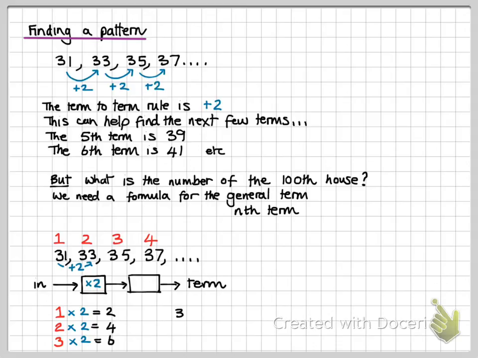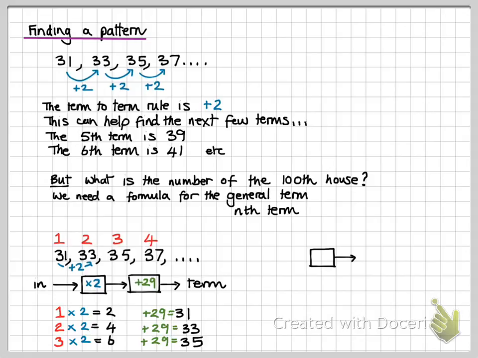What would we have to do to make the 2 into a 31? We'd add 29 to it. Let's see if this works for the other numbers. What happens if we add 29 to 4? We get 33. We do the same to 6, and we also get 35. So there's the terms of the sequence that we want.